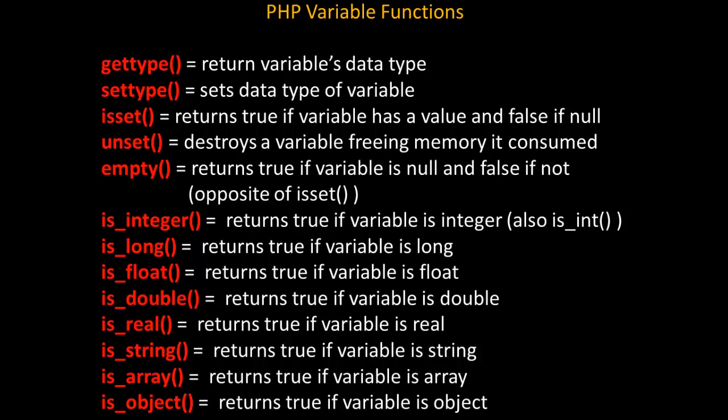There's getType to return a variable's data type, setType, which sets the data type of a variable, isSet, which returns true if the variable is set and false if not, unset, which destroys a variable, freeing the memory it consumed, empty, which returns true if a variable is null and false if not, isInteger returns true if the variable is an integer, isLong returns true if it's long, isFloat returns true if it's float, isDouble true if it's double, isReal true if it's real, isString true if it's string, isArray true if it's an array, and isObject true if it's an object.